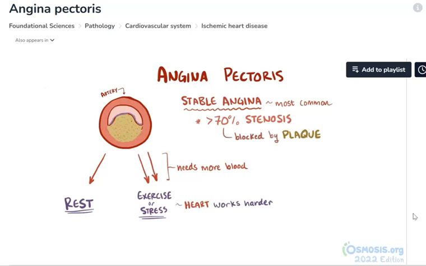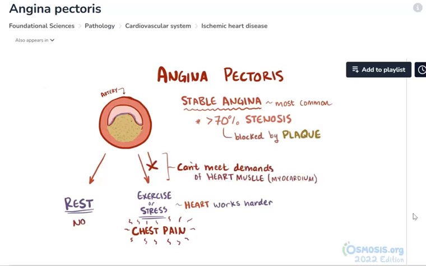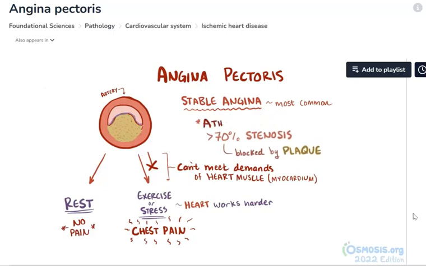It's during these times of exertion or emotional stress that people with stable angina have chest pain, since the blood flow isn't meeting the metabolic demands of the heart muscle, or myocardium. But the pain usually goes away with rest. In the majority of cases, the underlying cause of stable angina is atherosclerosis of one or more of the coronary arteries, the arteries supplying blood to the heart muscles.